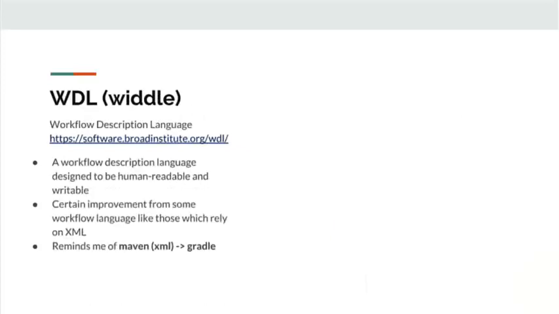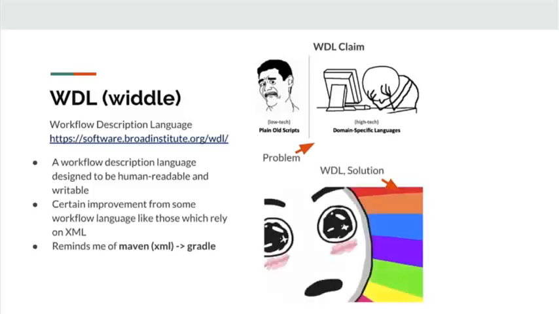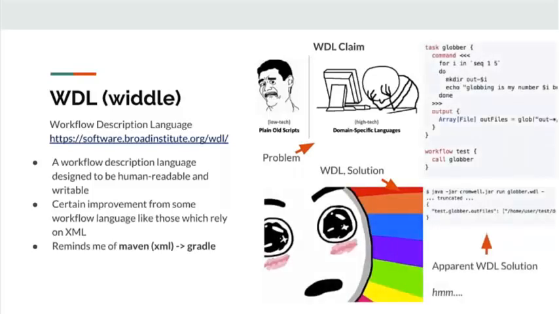Along these lines are these workflow description languages. One such description language is called WDL, pronounced WDL, and it supposedly was designed to be human readable. This is straight from their website. They say plain old scripts are low-tech and high-tech has domain-specific languages. That's the problem. Their solution, happily, is WDL. But I looked at it and this still looks kind of high-tech to me.